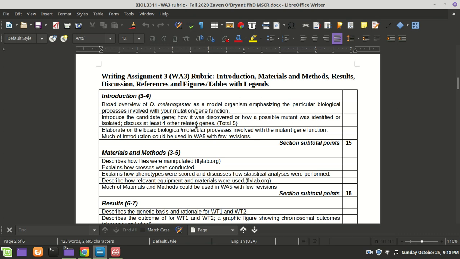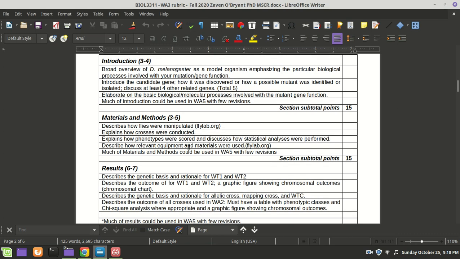So the idea is this introduction, at the very least, should be ready to go for WA5. For this one, you're going to pretty much put in all the information, hopefully, that you need for WA5 here at WA3. You want to get this part done and get it out of the way. It's just the introduction.